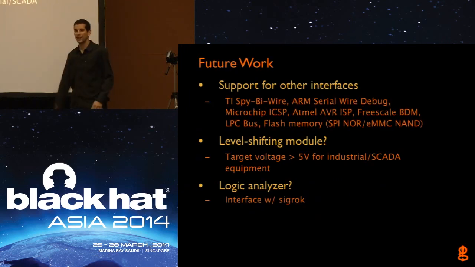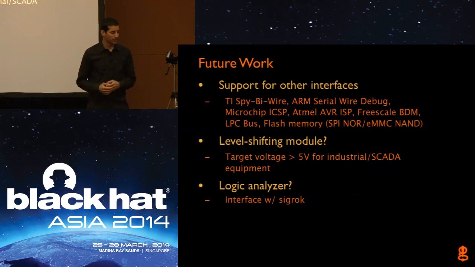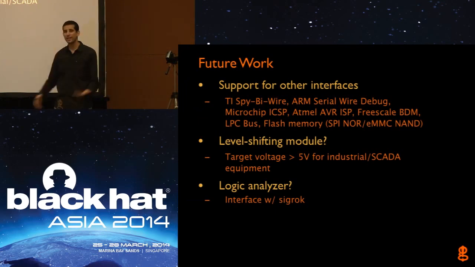Some future work, I mentioned I have lots of stuff to do. This list keeps growing. I want to do lots of different interfaces. Flash memory devices, you can even communicate directly to those and get information back from them about their memory size and configuration. So now we might be able to detect if there's a flash memory device on a board, which I thought would be kind of neat. Possibly doing a level shifting module to allow adjustable target voltages above 3.3. So for industrial equipment, SCADA equipment, there's lots of stuff out there that's still 5 volt and above, especially for UART interfaces. Maybe do a logic analyzer.